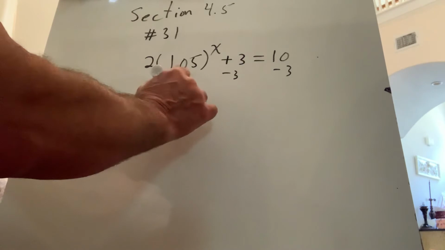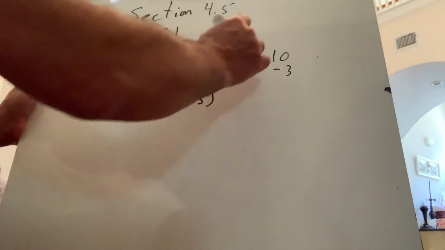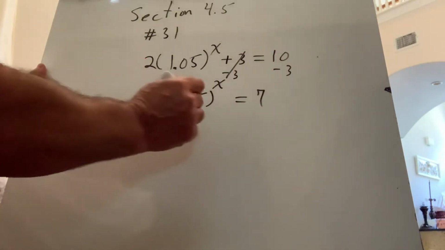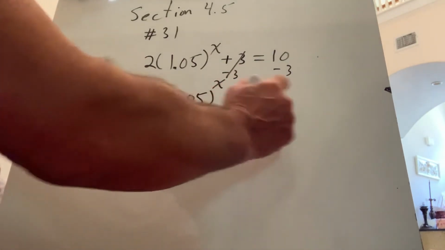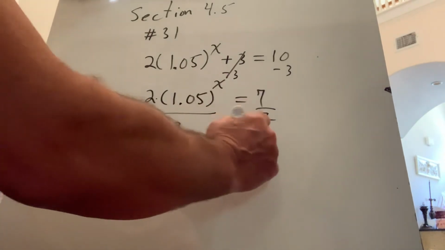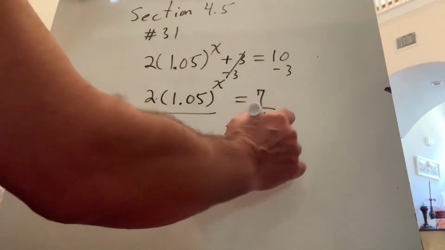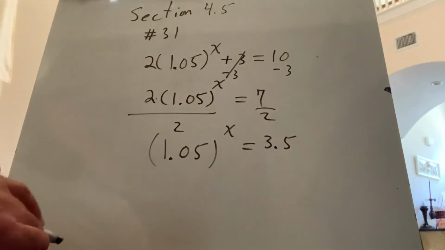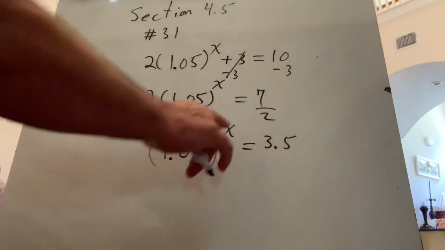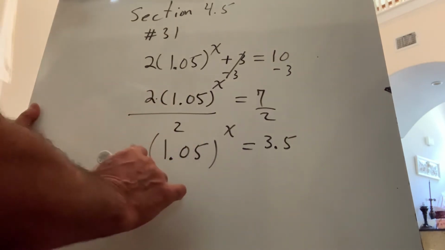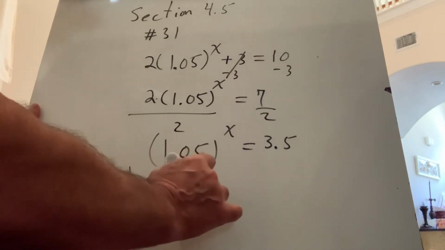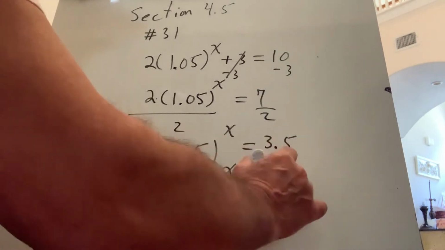So now we have 2 times 1.05 raised to the x equals 7. And then we'll divide by 2 again to remove the 2 in front, which says 1.05 raised to the x equals 3.5, which is the same thing as 7/2. So now we're going to take natural log of both sides, so we can bring the x down. So we take natural log of 1.05 raised to the x equals natural log of 3.5.